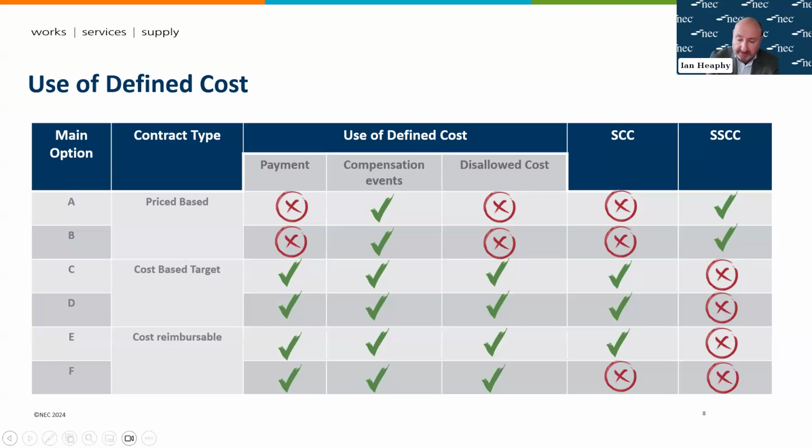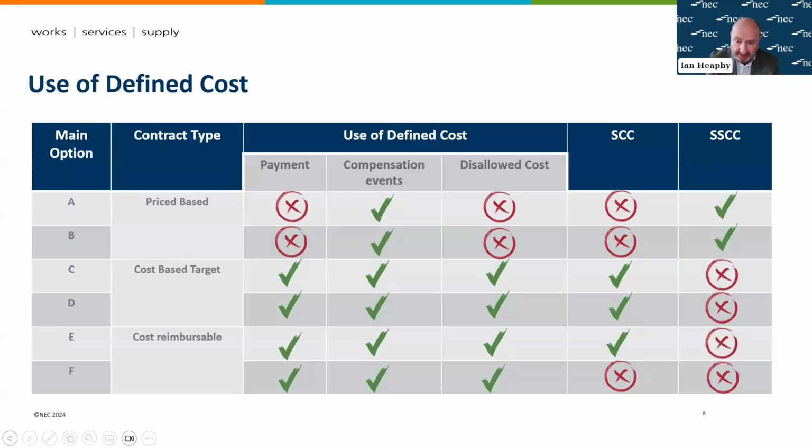In options A and B, because we're only using defined cost for compensation events, we don't have to worry about disallowed cost because we already have requirements around the contractor reacting competently and promptly to compensation events and any cost being reasonably incurred. And also we can use the short schedule of cost components because we don't need the level of detail we need for those options where we are paying based on defined cost plus fee.